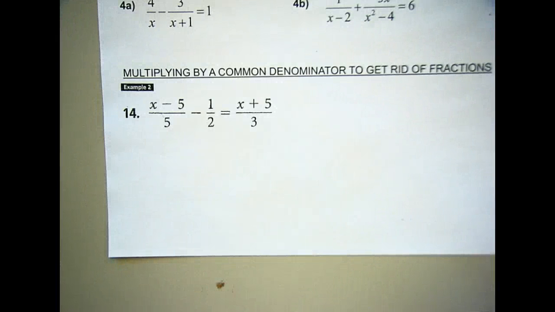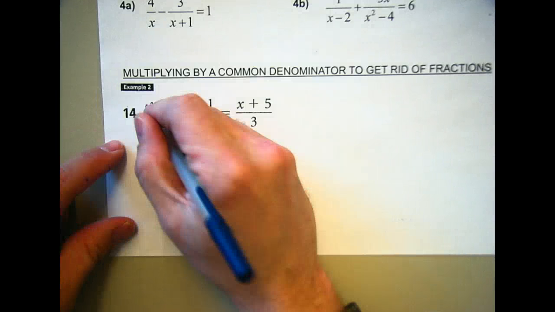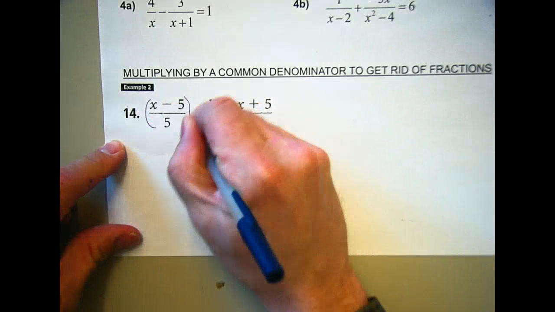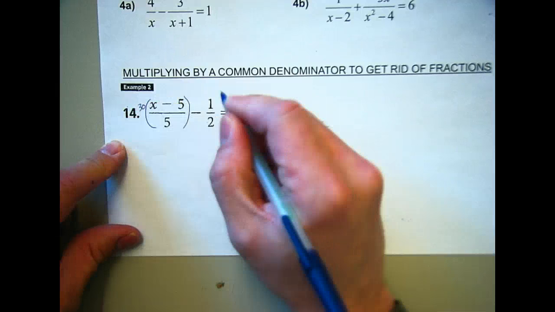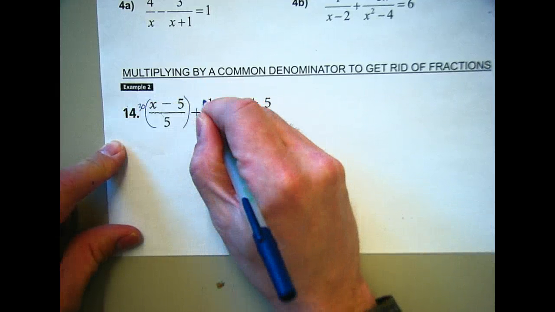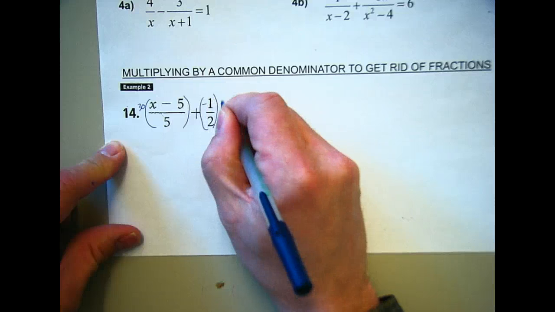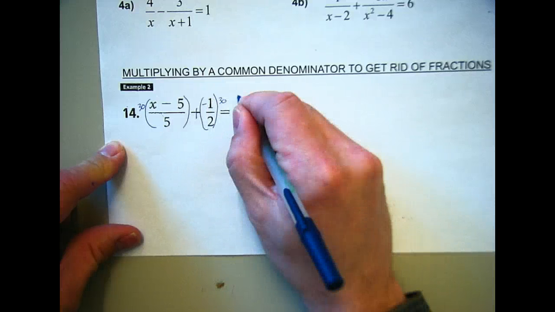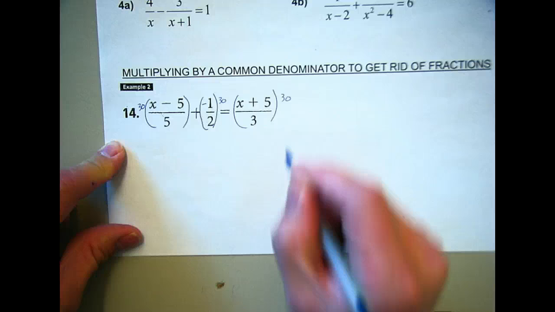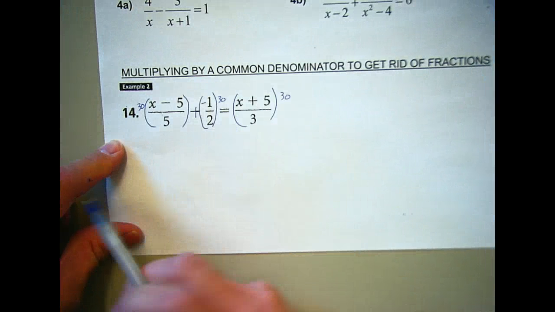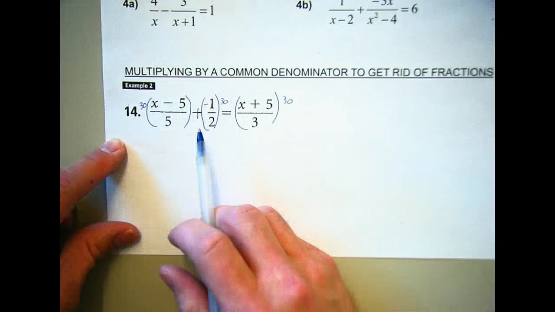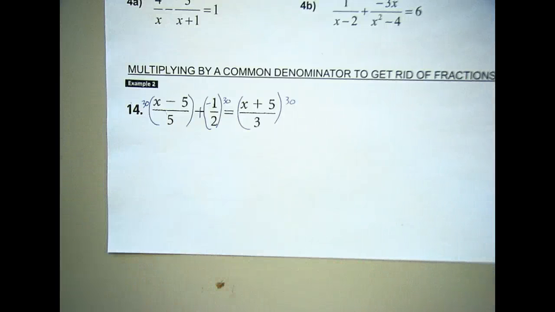30. Multiplying each term by 30. This one by 30, this one by 30. I'm going to change that to plus and negative there. So that one by 30 and that term by 30. Now, the way we got that, 5, 2, and 3, the least common multiple is 30.